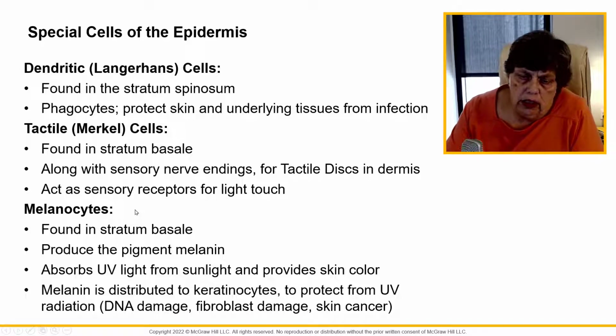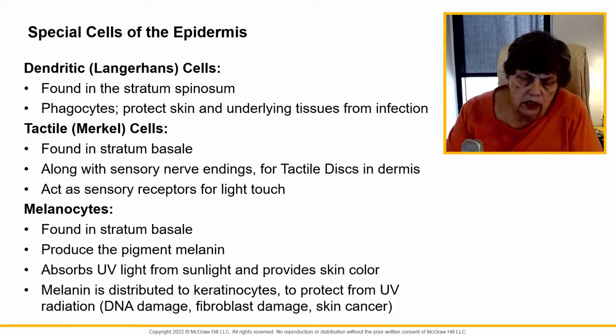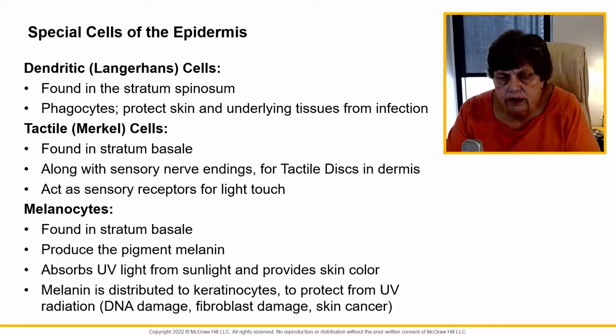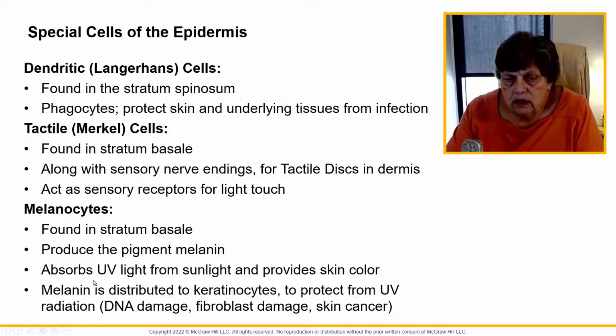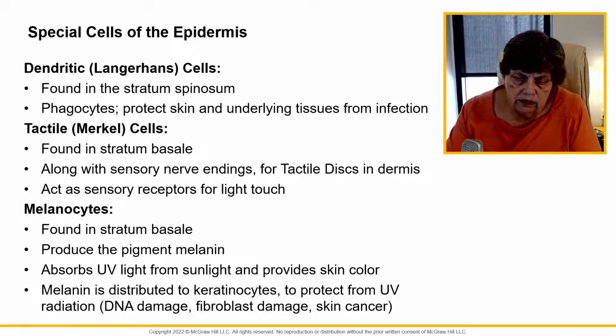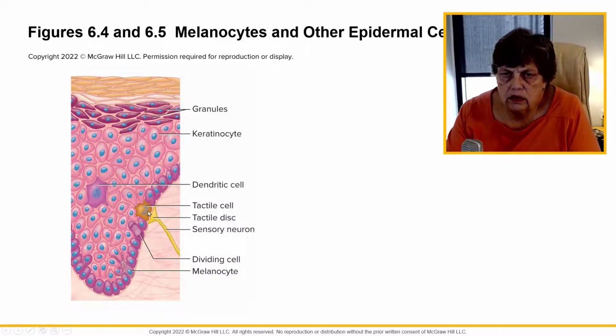You also have the melanocytes. This is also in the stratum basale. This is going to produce the pigment melanin, and that is how you get the color into your skin. And then obviously that is determined by the genetics that you have. And these cells absorb the UV light and provide skin color. And it protects us from UV radiation. So you can take a look at this dendritic cell and one of these little tactile cells.